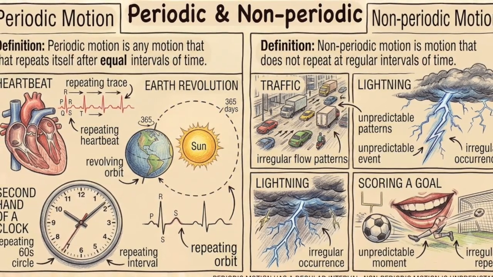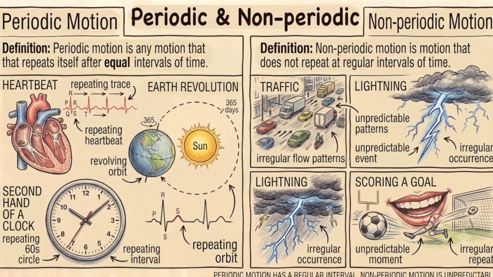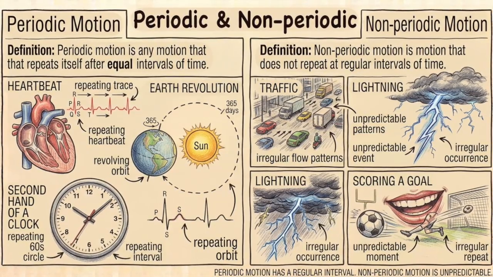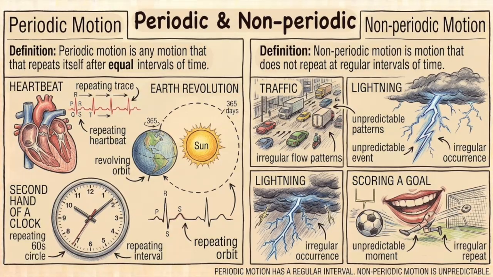Non-periodic motion. Non-periodic motion is the motion that does not repeat at regular intervals of time. As an example, traffic. Can you predict that? Lightning or scoring a goal during a football match are all examples.